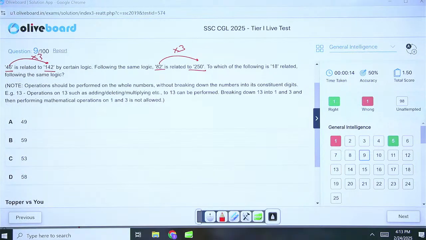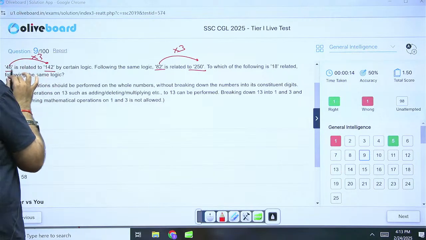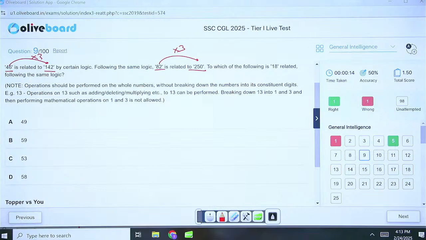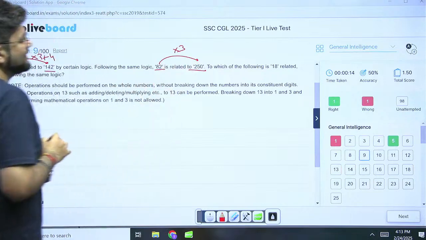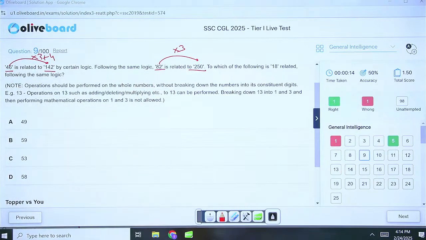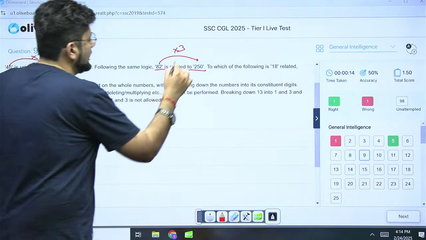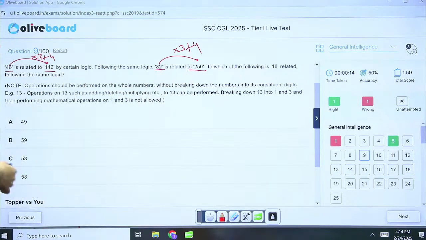Works well? Okay. In that case also check now. 46 into 3 is going to give you 138, sorry. And you increase it by 4, you will get 142. Okay. 82 into 3 is going to give you 246. You increase it by 4 again, you will get 250. So we are simply multiplying by 3 and adding 4. 18 into 3 is 54. 54 plus 4 is 58. So option D becomes your right answer.